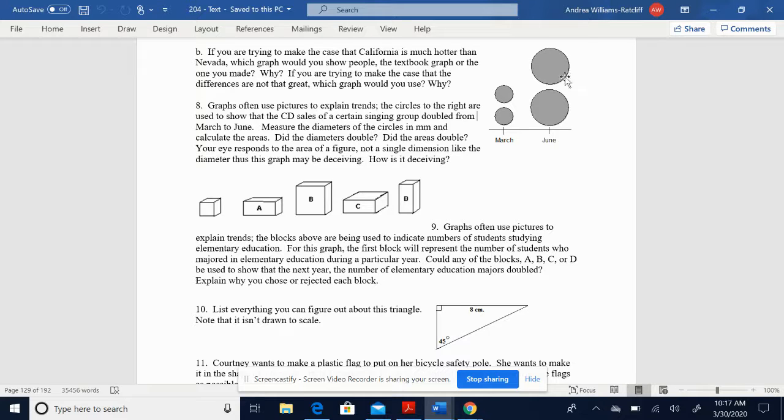We compare 64 pi to 16 pi, and that's not doubled, okay? That's actually quadrupled. So what that means is that no, this is not an accurate representation. It is deceiving because even though we have double the diameter, we have 4 times the area in a circle like that. So it is deceiving, and it's not an accurate description of that graph.